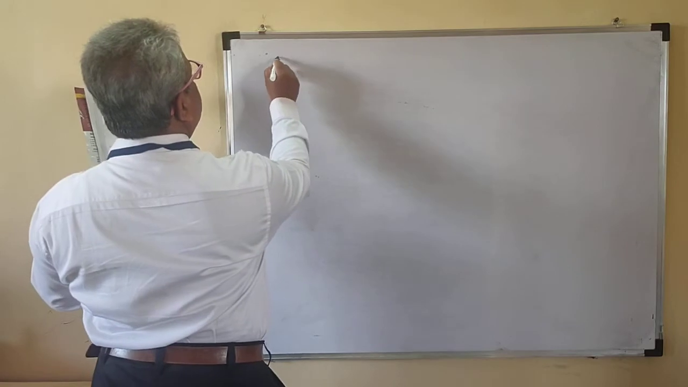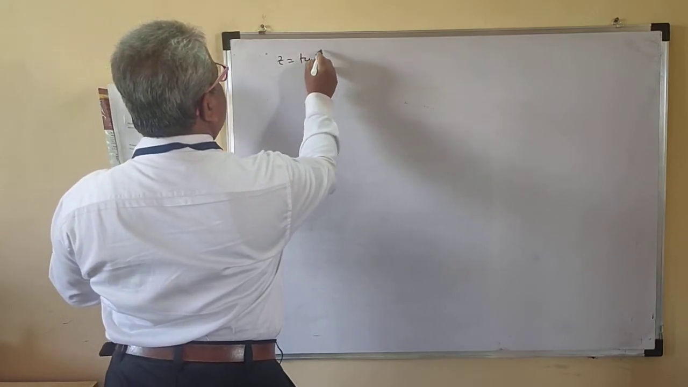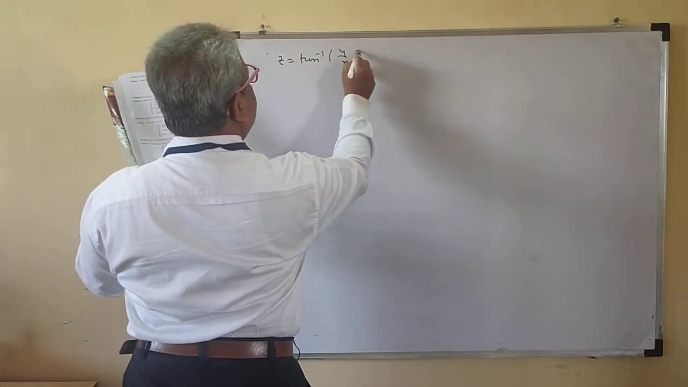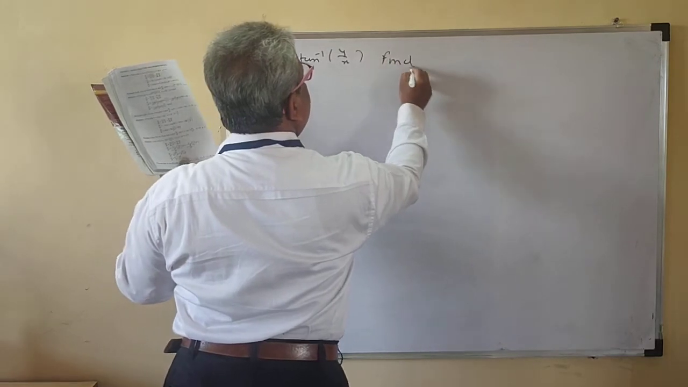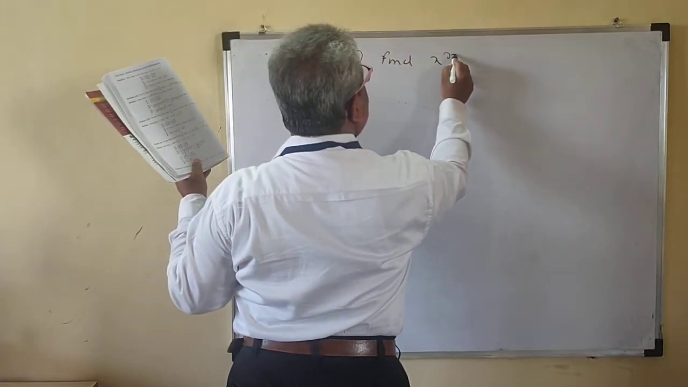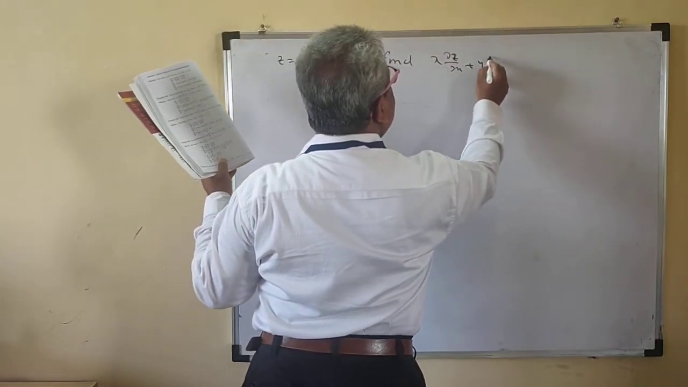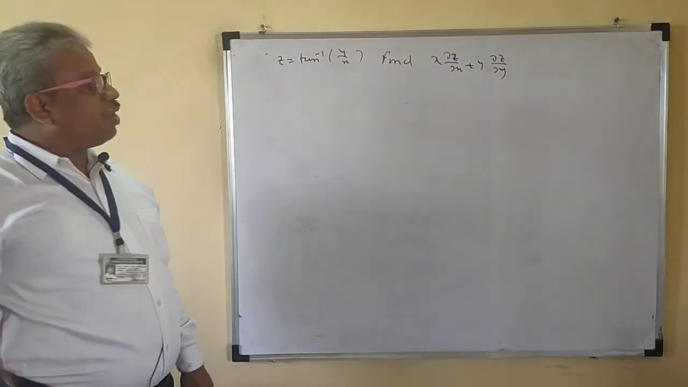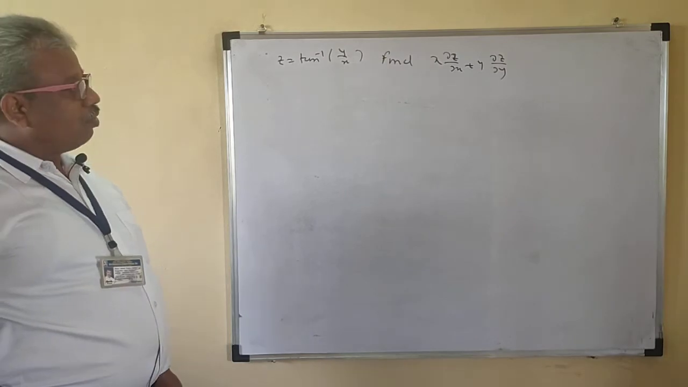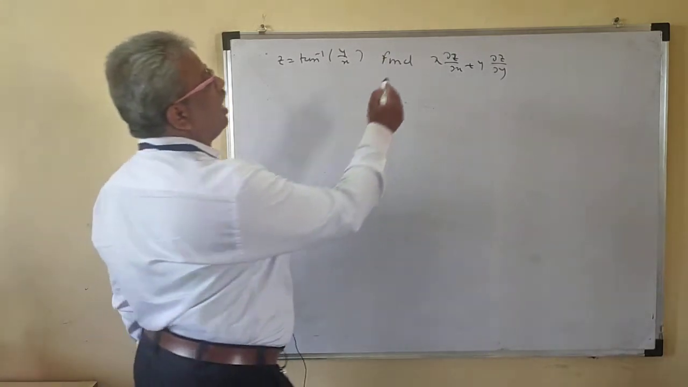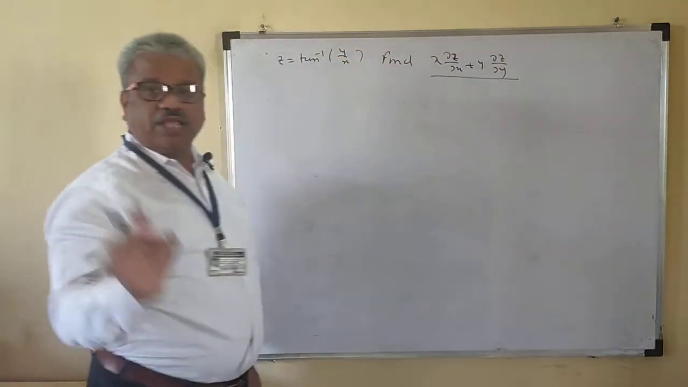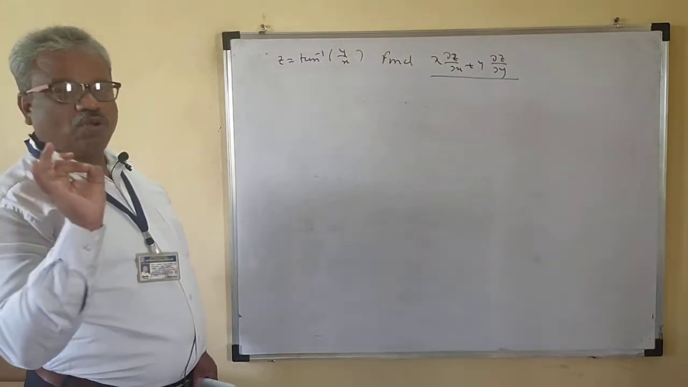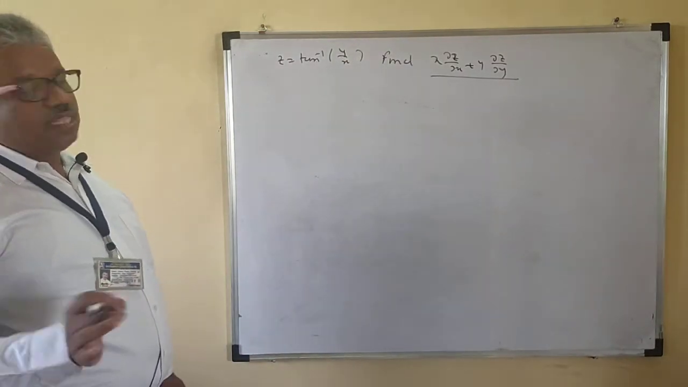Suppose you have the function z is equal to tan inverse of y by x. Find x ∂z/∂x plus y ∂z/∂y. Okay, if you want to find this, what is this? This is just like Euler's theorem. If you know this is a homogeneous function, then directly you can write the answer.